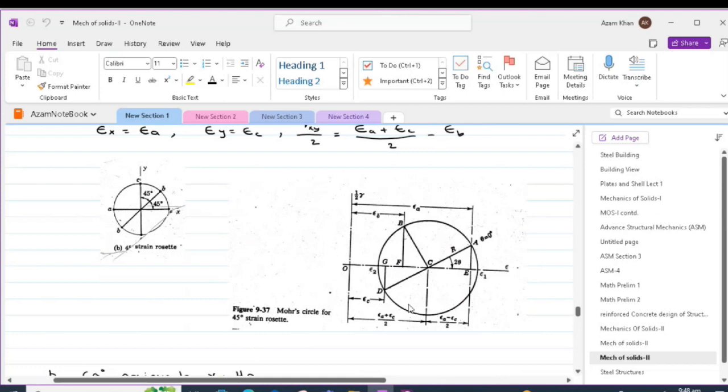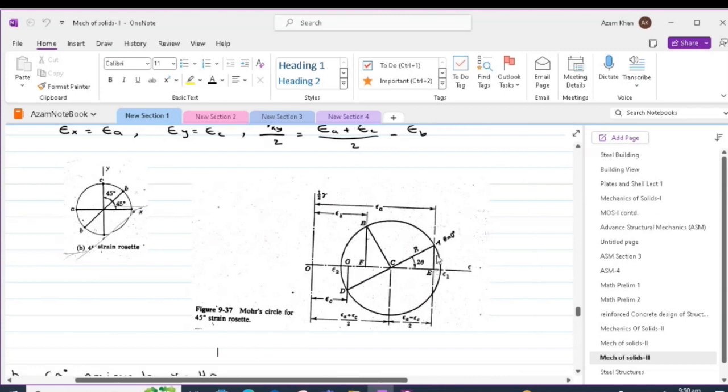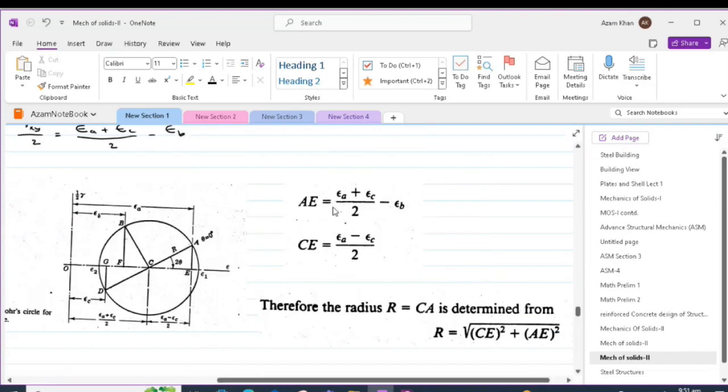The triangles CBF and CAE are congruent. So AE is equal to CF, and based on the geometry of the circle, CF will come out to be equal to OC minus OF. Thus, AE will be equal to (epsilon A plus epsilon C) by 2 minus epsilon B.